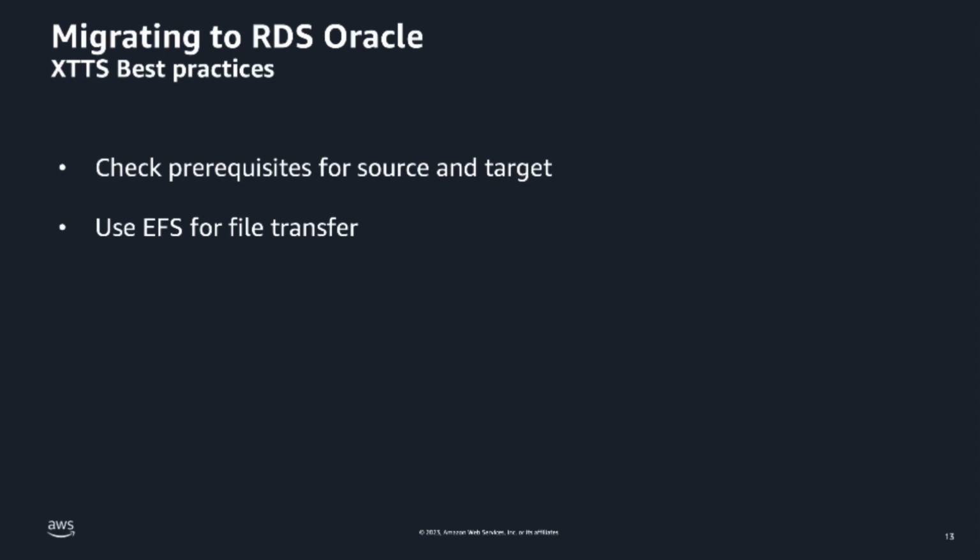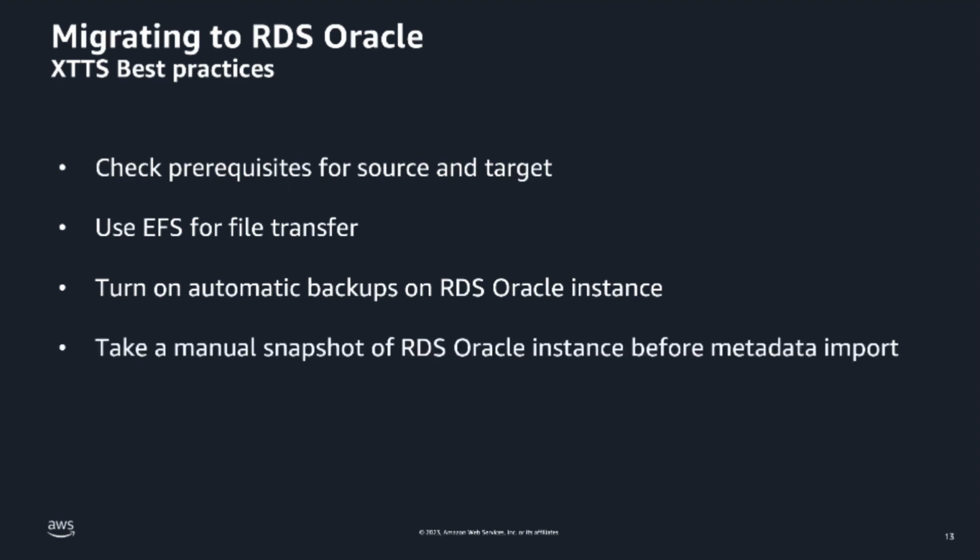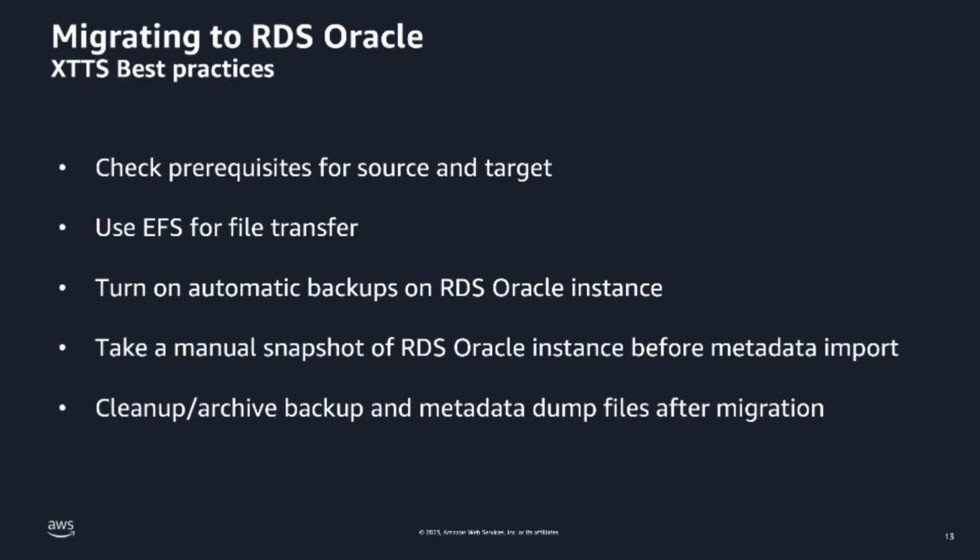Use Amazon Elastic File System, EFS, for file transfer. Turn on automatic backups on the RDS Oracle instance. Take a manual snapshot of the RDS Oracle instance before metadata import. This allows you to restore the RDS Oracle instance if there are problems with metadata import. Clean up or archive backup and metadata dump files after migration. This will help you to save cost on the storage.